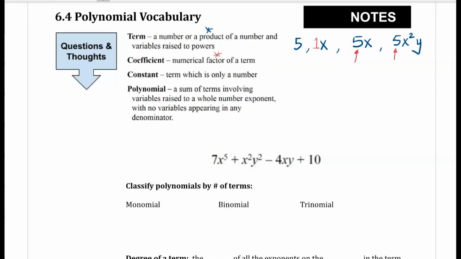The number 5 doesn't have a coefficient, and that takes us to our next vocabulary word, constant. A constant is a term that's only a number. It doesn't have a variable associated with it.